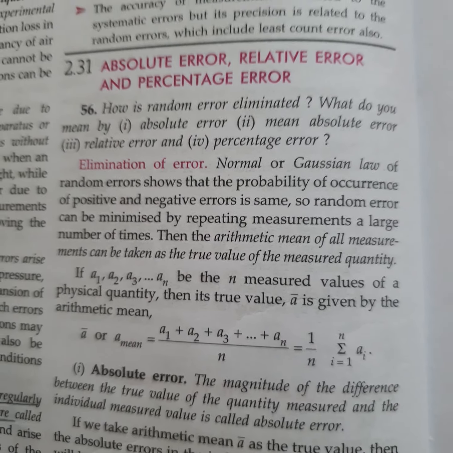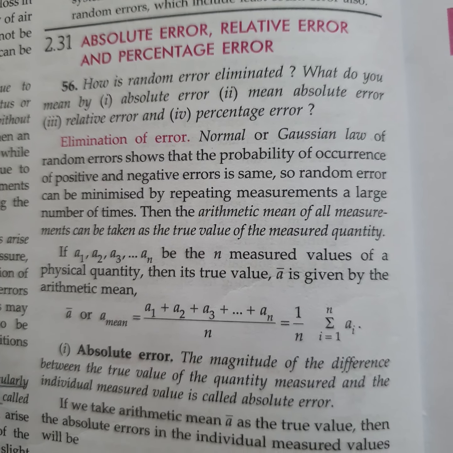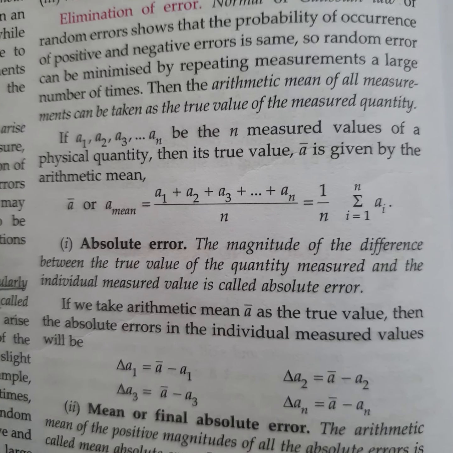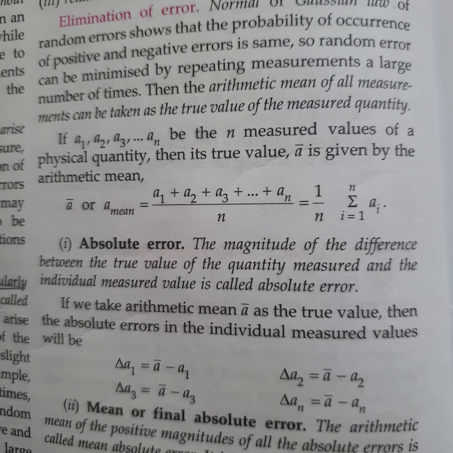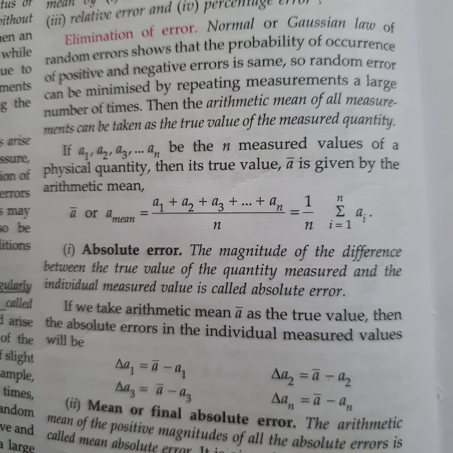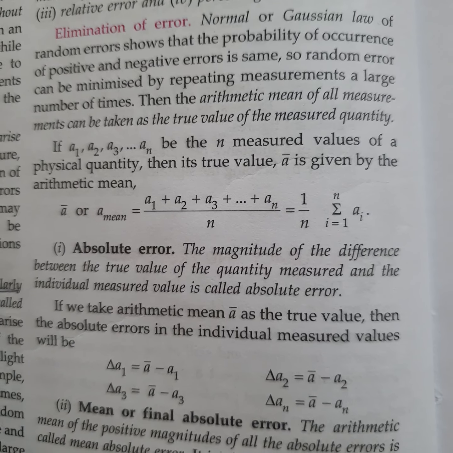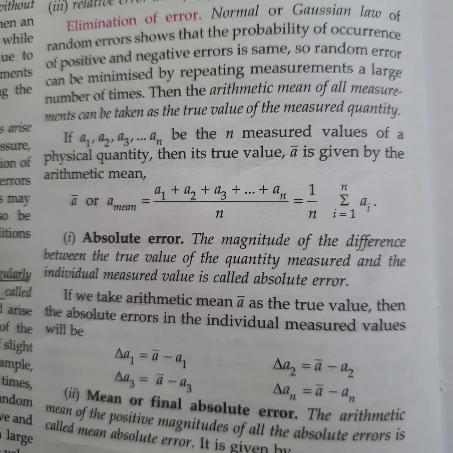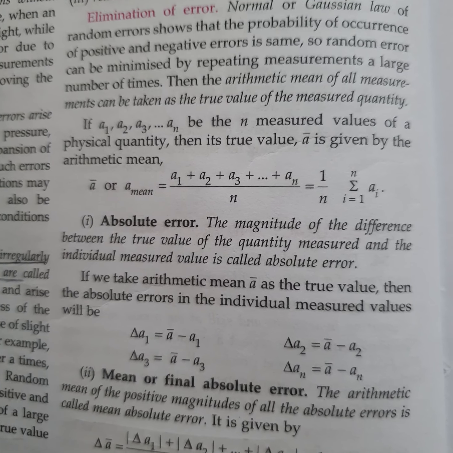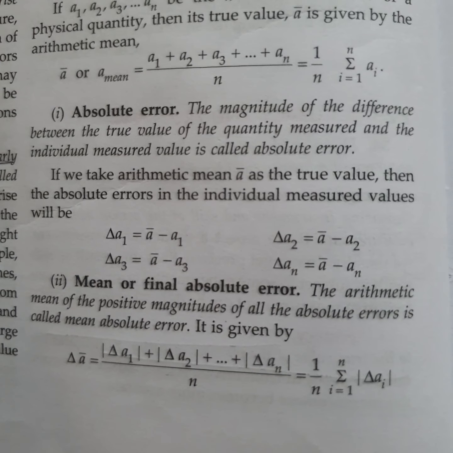Next, another categorization is absolute error, relative error, percentage error. Absolute error means the difference between the true value and the individual measured value. The true value can be measured by the arithmetic mean of all the measurements. Learn these definitions carefully and do numericals on these types of errors. Number 1, absolute error.